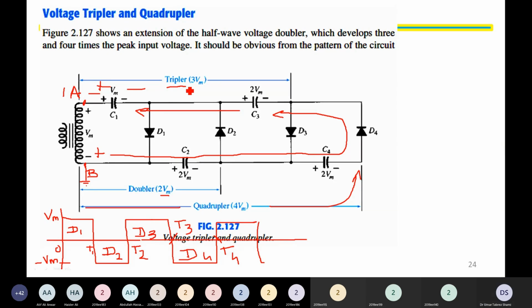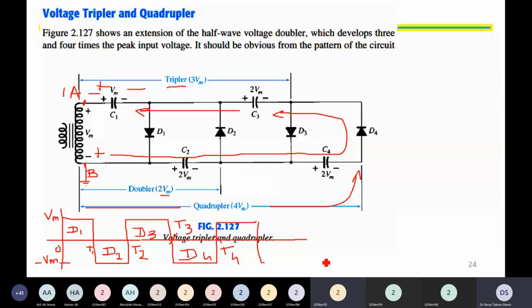And the major application of such a circuit is in high voltage generation. This is a very basic circuit showing how electrical engineers get high voltage DC from a small voltage. We can continue to add capacitors and diodes in the same sequence and get more voltage across the output. So this is a very simple technique to get high voltage DC.